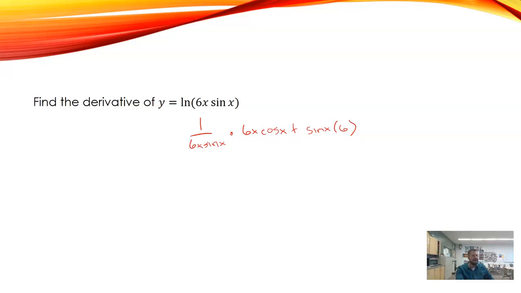Now, hopefully by now you're starting to see that these derivatives all work very similarly. As long as we have the basic derivative memorized, then we can apply the chain rule, and we can apply the product rule, and we can apply the quotient rule, and they all still work the same, even though they look more complicated. As long as we break it down into easier steps, we're totally fine.